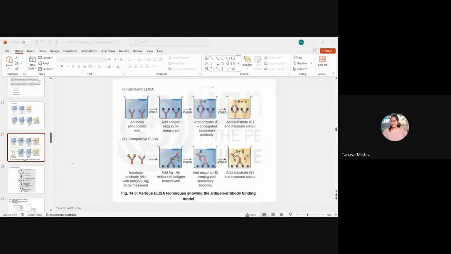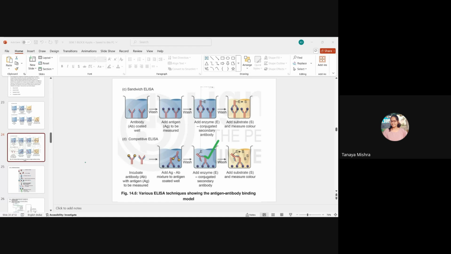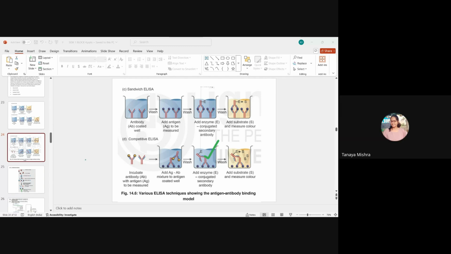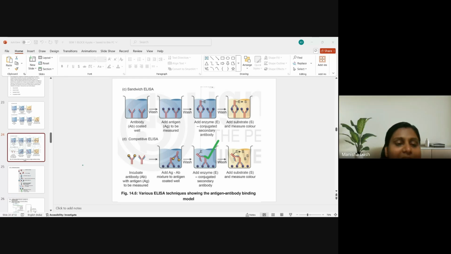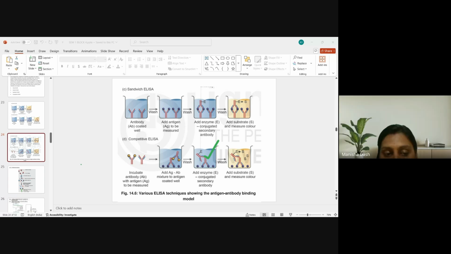Ma'am, in the third case, there is no antigen attached to the enzyme-linked antibody. So why do we need the antibody here like this? This one you are asking? Yes, ma'am. Sorry, I did not understand your question. What is your question? In this figure, there is no antigen attached to the enzyme-linked antibody. No, no, antigen will never be directly attached to the enzyme-linked antibody in this case. Here, this antibody is just complementary to the primary antibody.